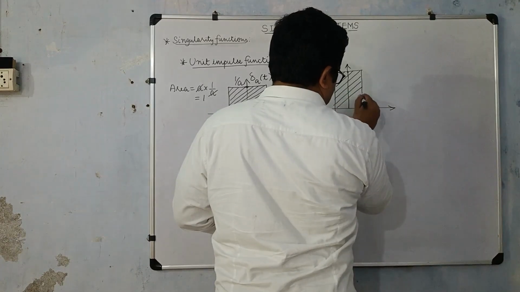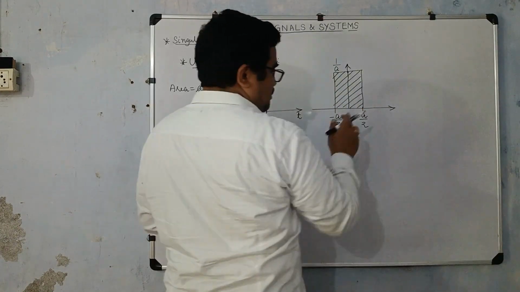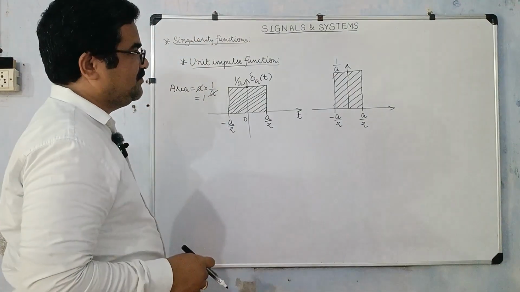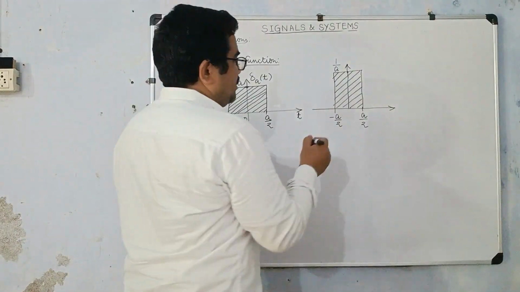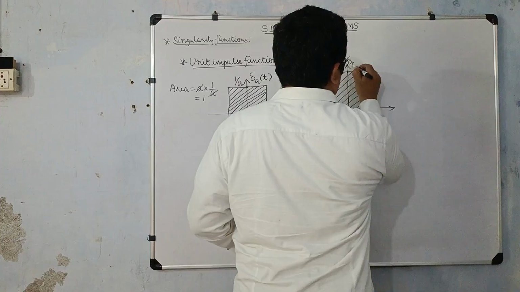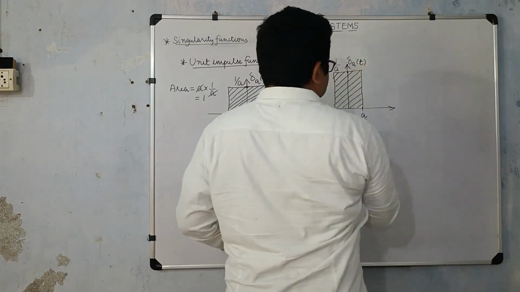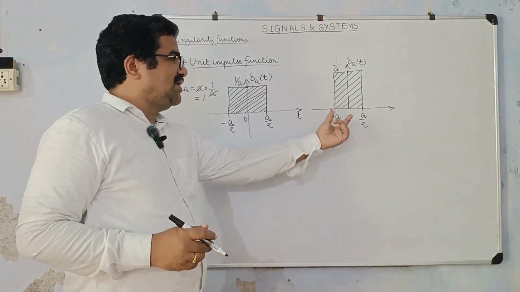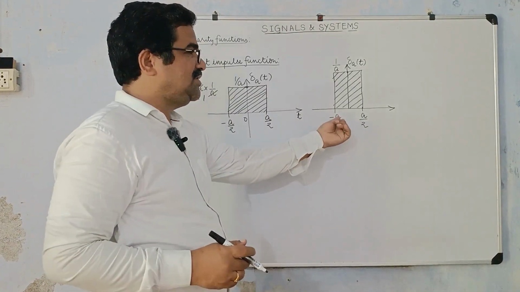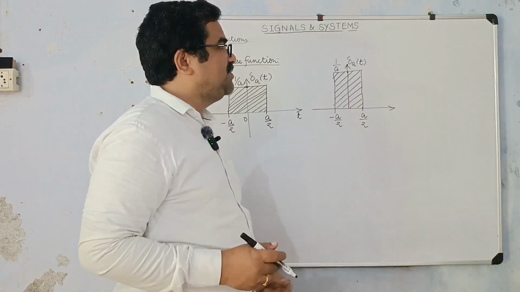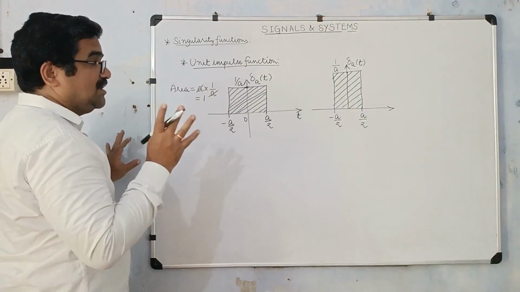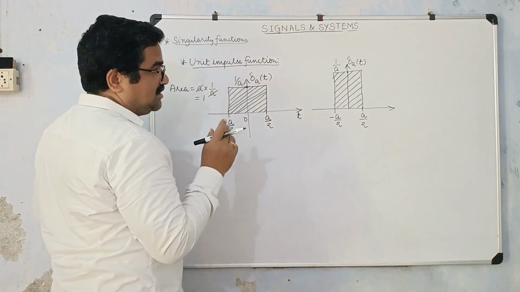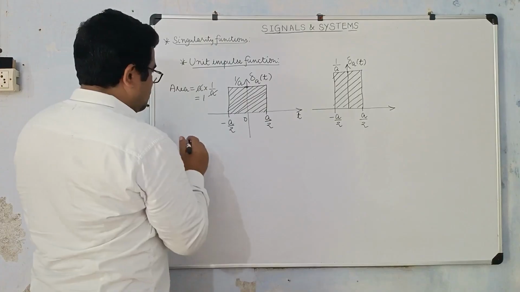That is, the width is a and height is 1 by a. So the area is still 1 only. So like that, if I keep on decreasing the value of a, the width of the pulse keeps on decreasing and the height of the pulse keeps on increasing, but area remains the same. What is the area? It is always equal to 1.